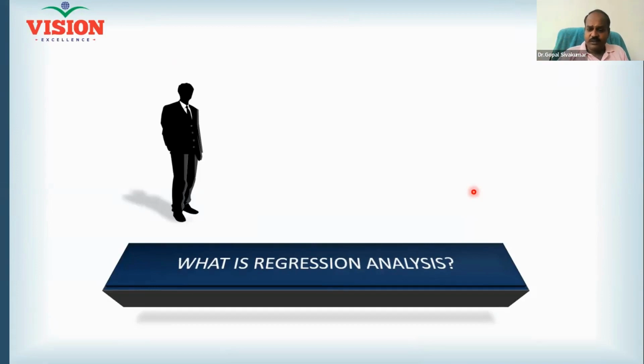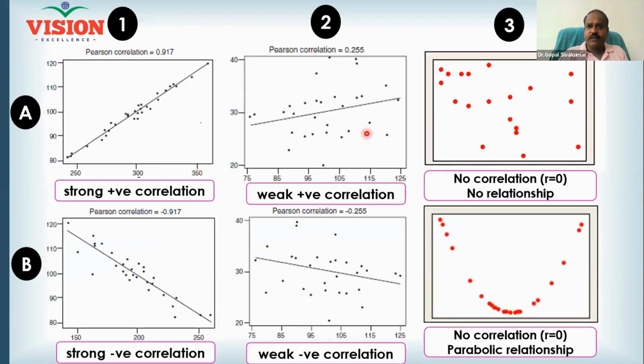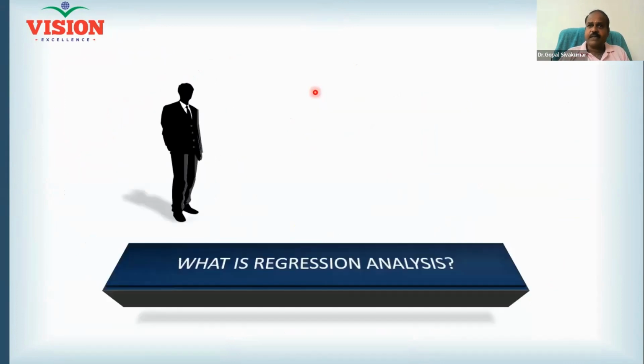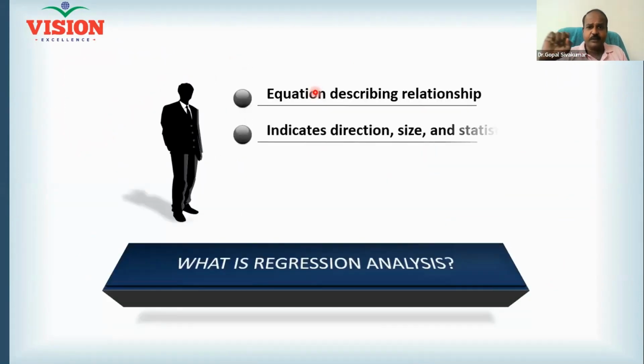And now in every scatter diagram, you can see a line, here there is a line, here there is a line, and here also there is a line. These lines are nothing but the regression lines, the mathematical equation showing the relationship between X and Y. Right? So regression means the mathematical equation describing the relationship between the predictor variables and the response variable.